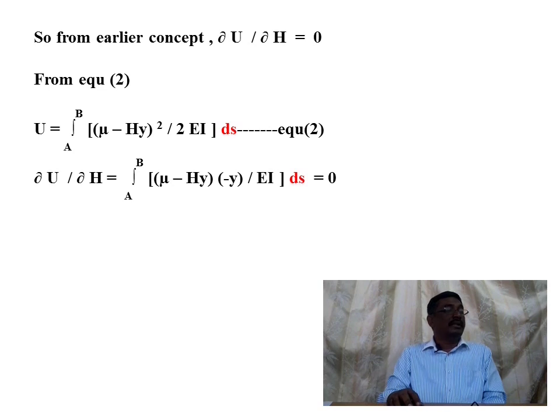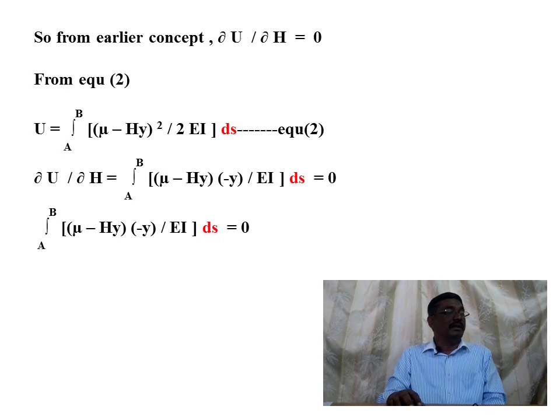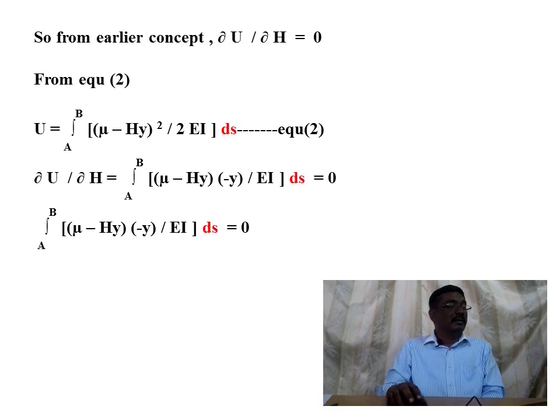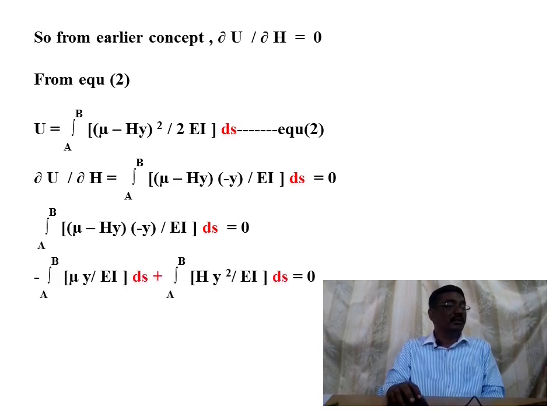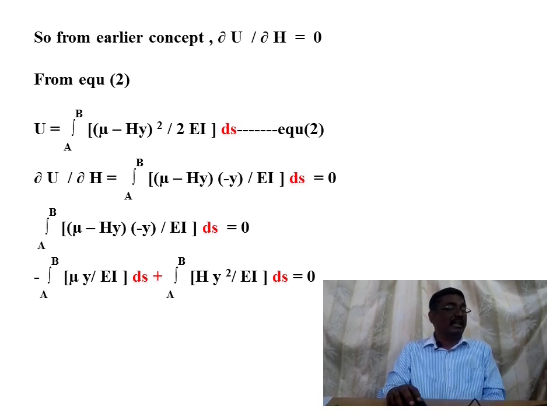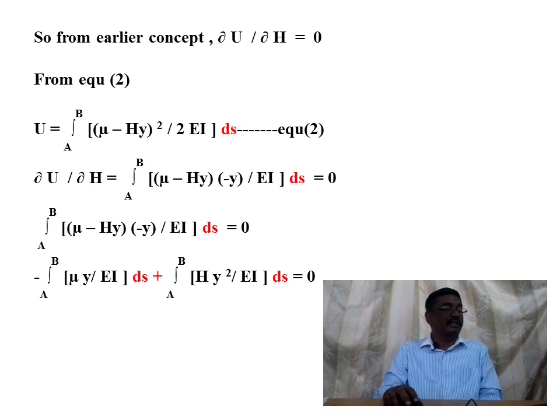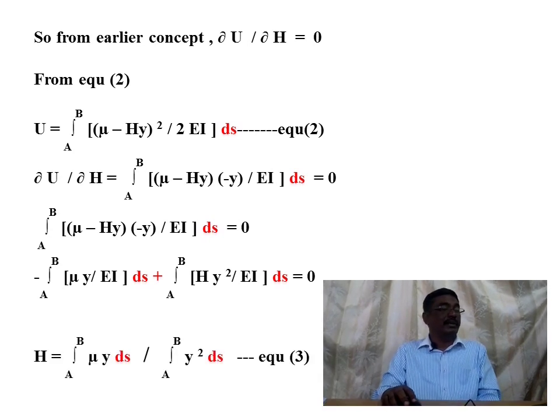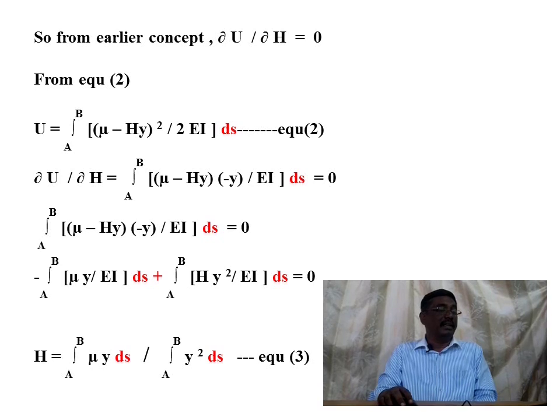So equating this value to 0, we will get this form: integral a to b of (mu minus Hy) into minus y by EI ds is equal to 0. Splitting this, we have integral a to b mu y by EI ds plus integral a to b H y square by EI ds equal to 0. Taking H out and moving the other part to the other side, we get H equal to integral a to b mu y by EI ds divided by integral a to b y square by EI ds. This is equation 3. Based on this equation, we can find the value of horizontal thrust.